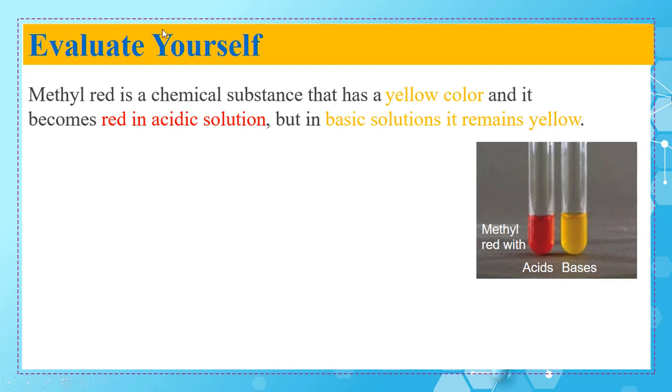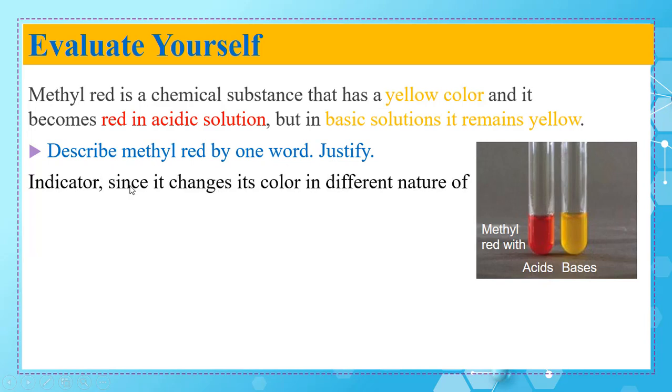Methyl red is a chemical substance that has a yellow color and it becomes red in acidic solutions, but in basic solutions it remains yellow. As we see that methyl red changes its color according to the nature of the solution. Describe methyl red by one word and justify. Methyl red is an indicator since it changes its color in different nature of solutions.